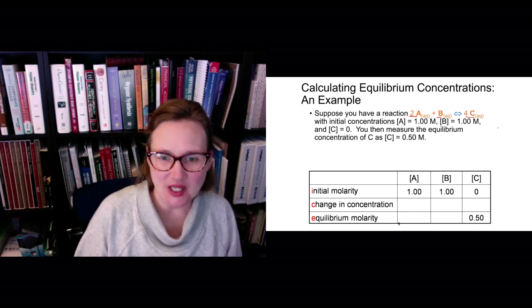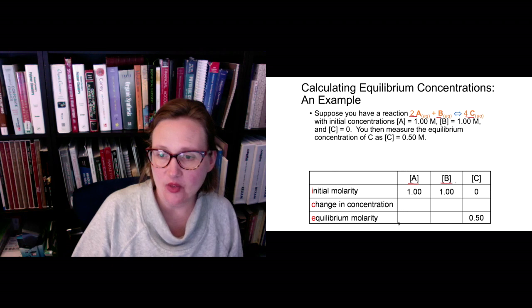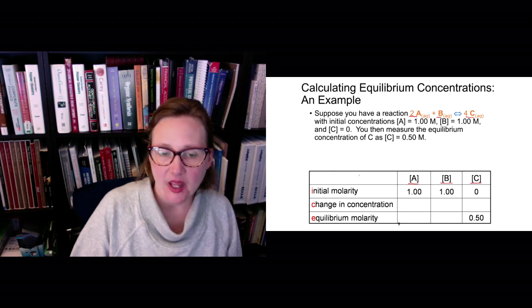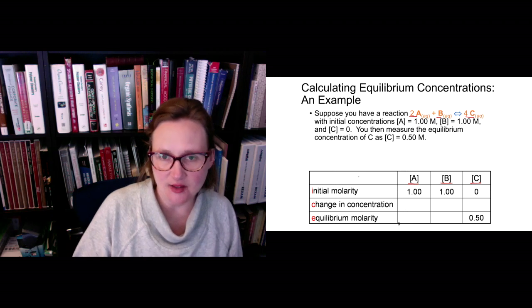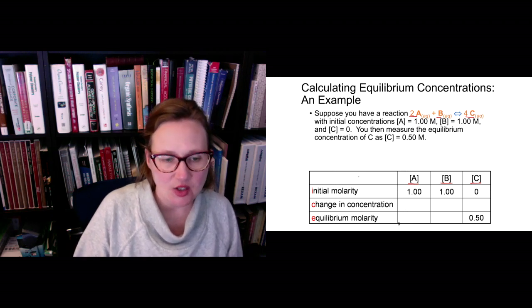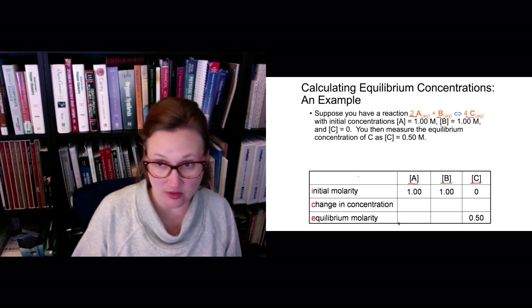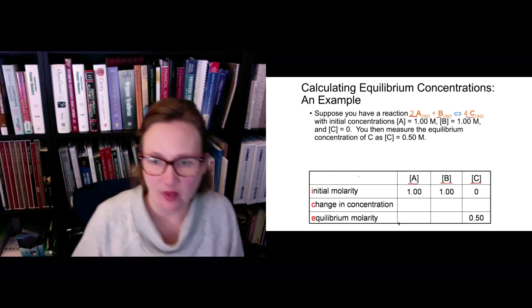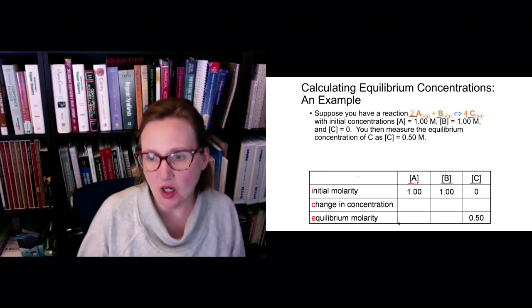Okay, so we set up a table where we show all of our reactants and products. So we're showing our A, our B, and our C. And really this table is used to keep track of concentrations. So we're going to first put in our initial concentration because those are given. We know that we have 1 molar of A, 1 molar of B, and nothing for C because it's a product. And we also know that at equilibrium we have 0.5 molar of C.